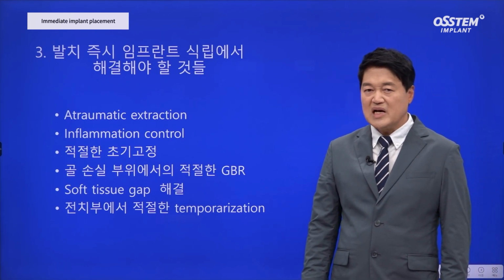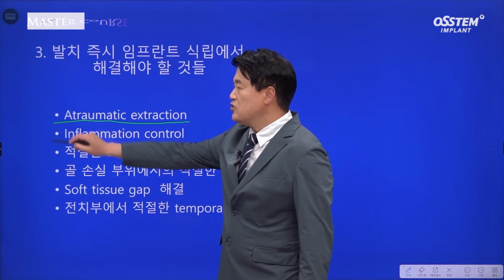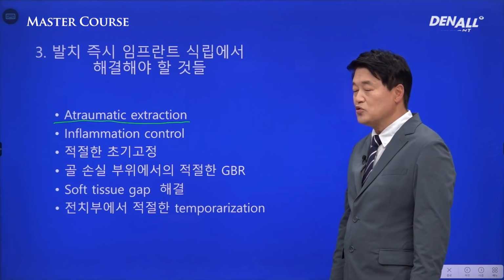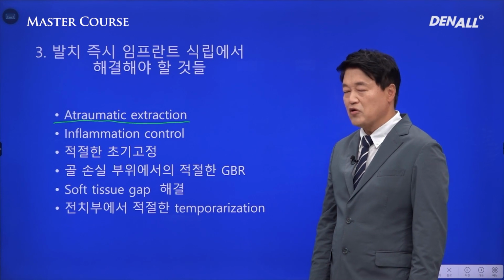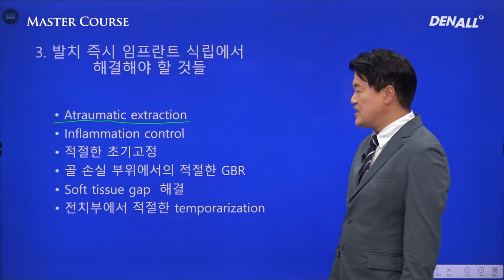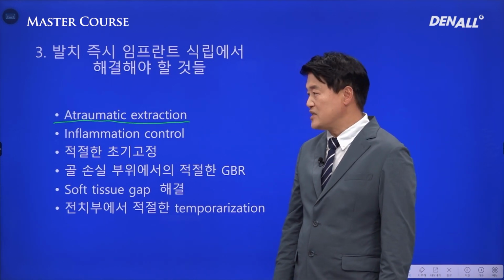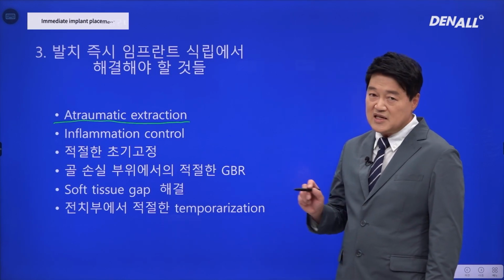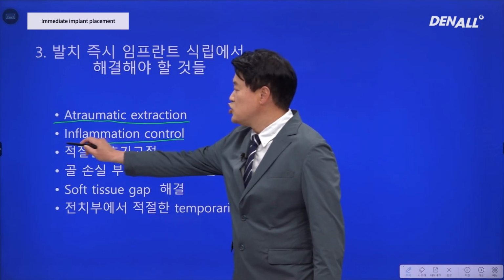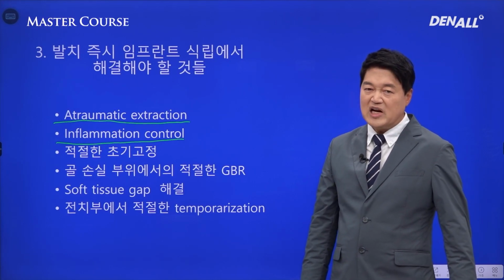Next, these are the challenges related to immediate implant placement. As mentioned, atraumatic extraction should be done. We need to preserve the existing bone. And if you damage soft tissue, unaesthetic results can come about. Therefore, atraumatic extraction needs to be done. All extraction cases have a little bit of inflammation. Therefore, thorough inflammation control is very important.